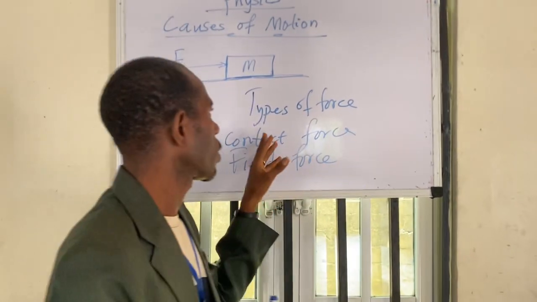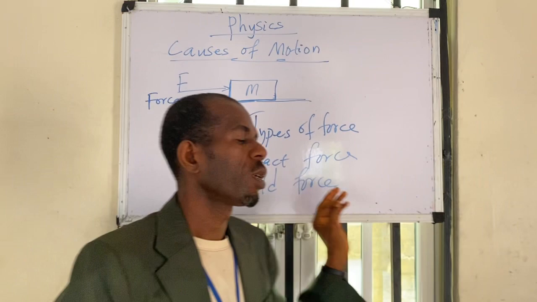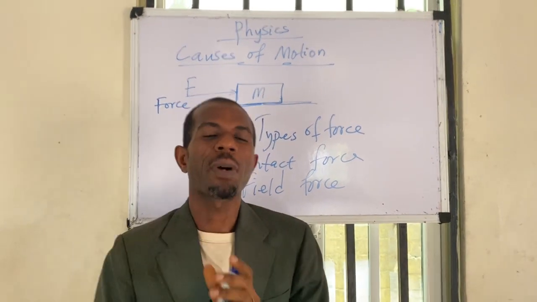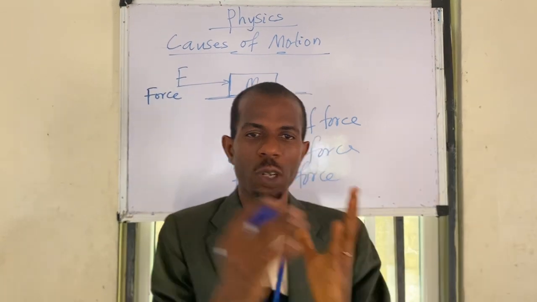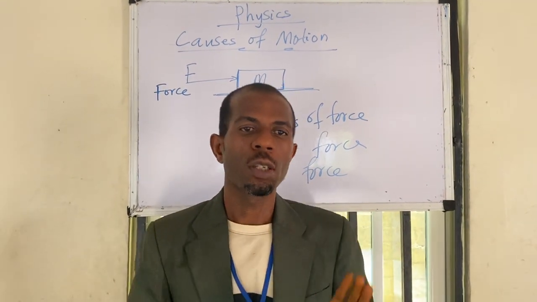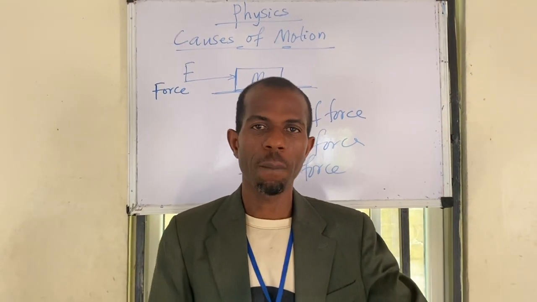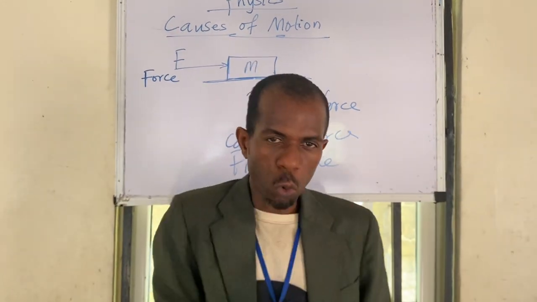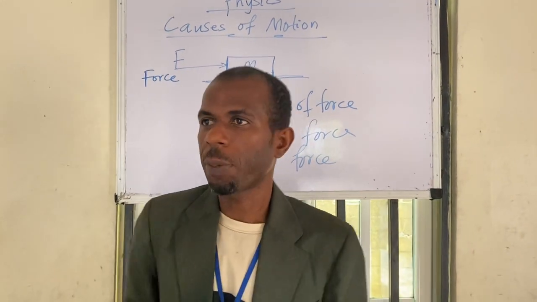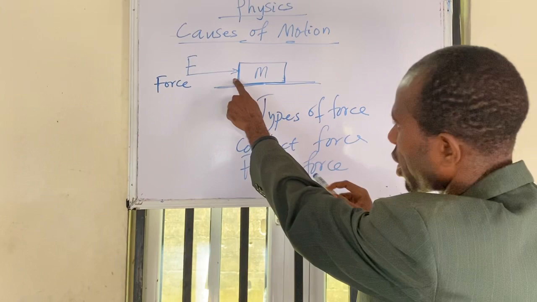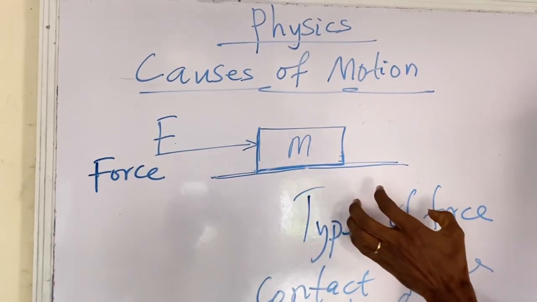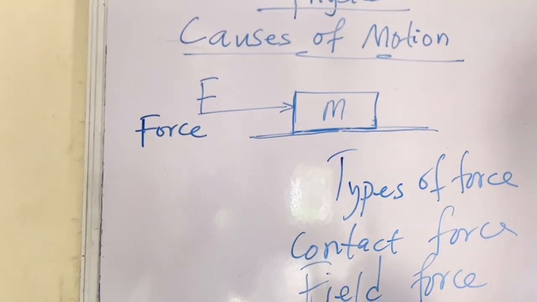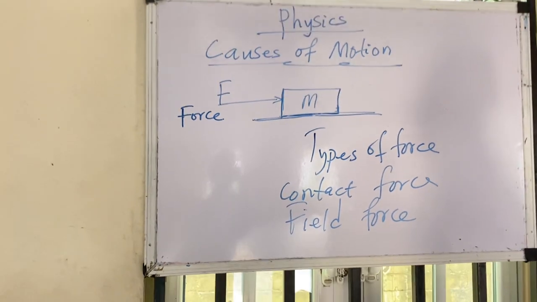Let's look at the first force. The contact force we are talking about exists when two bodies are in contact. For example, when a body pushes another body or pulls another body, look at here. This is a contact force because this body remains here until a force has to push it. So this type of force is contact force.